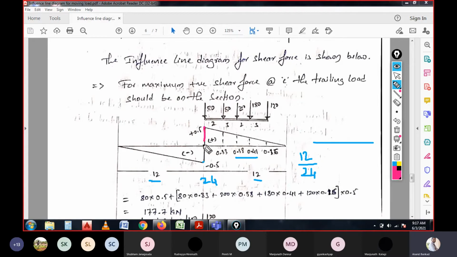So 12 is the span for 24, that is written here. Now 0.5 is the triangle that needs to be considered to have similar triangles. So if you consider 0.5 and it is 12, right? So 0.5 by 12, that is one of the triangles that I could write here to get the coefficient values. 0.5 divided by 12, equating to any one of the triangles. I will consider this triangle to get the coefficient value for the 80 kilonewton load.